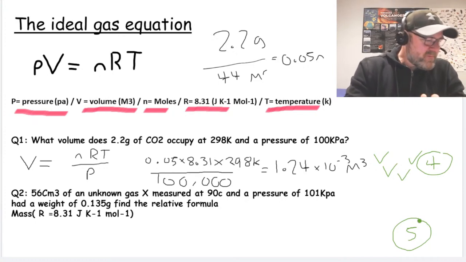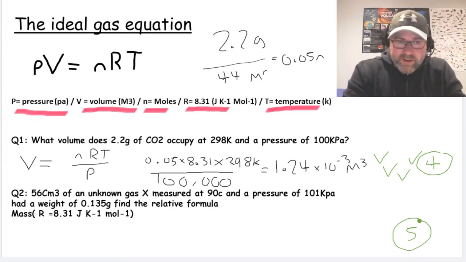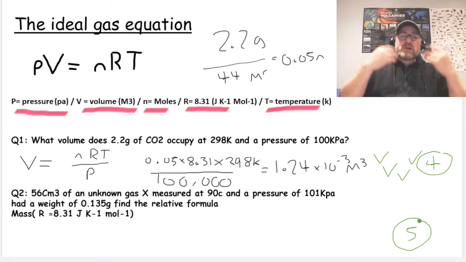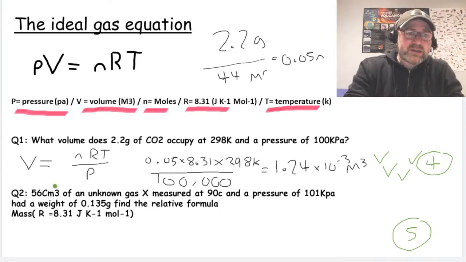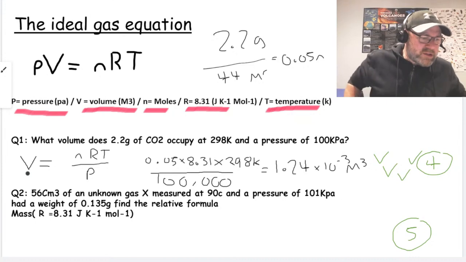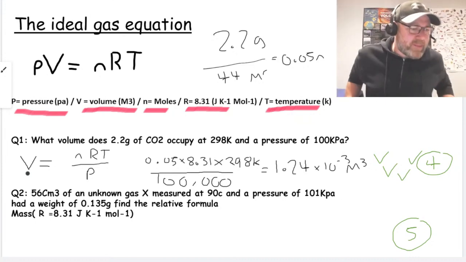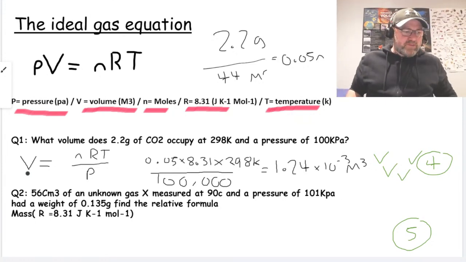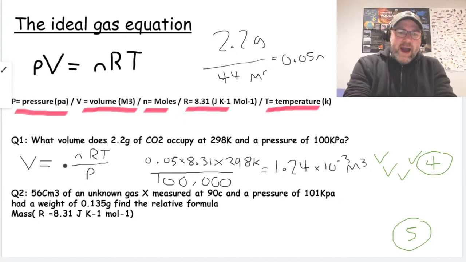So again, for this unknown, what are we actually finding? Find the relative formula mass. We want the Mr. So how should we rearrange this if we want to find the Mr? That's right, divide by a million or 10 to the 6. Awesome. Well done, Karam.